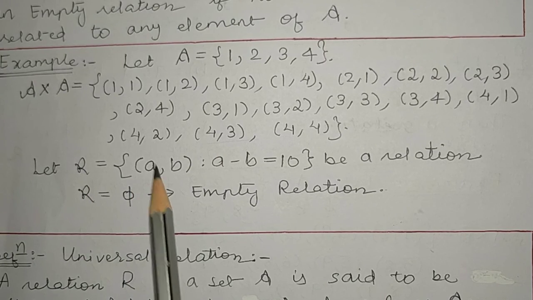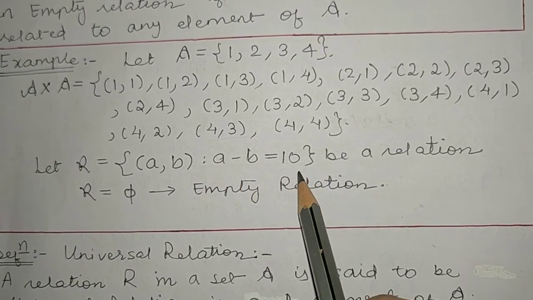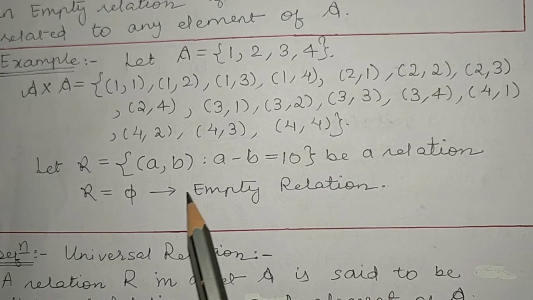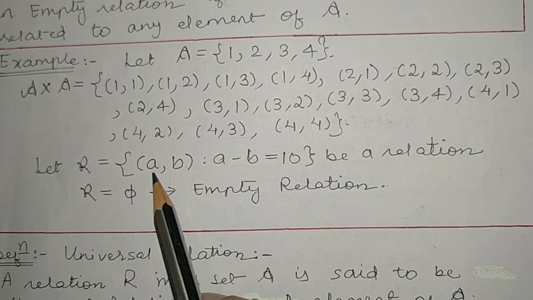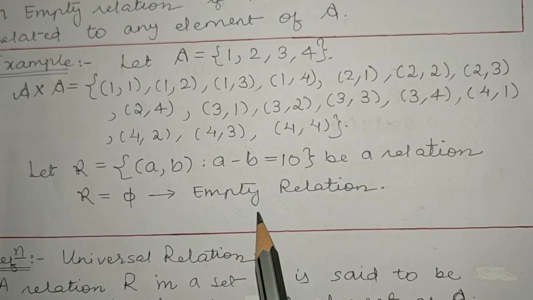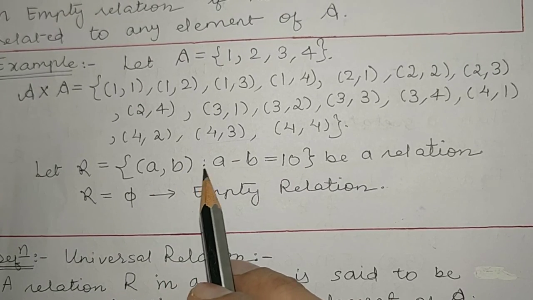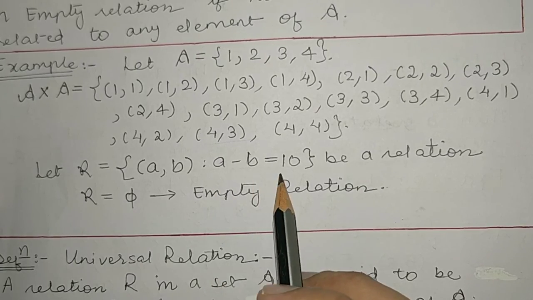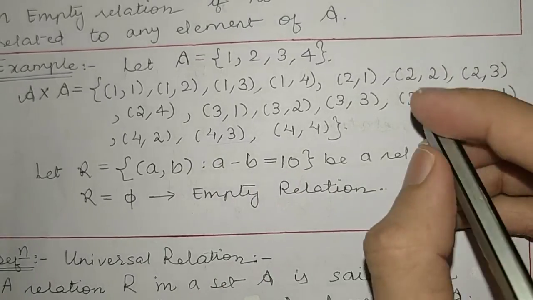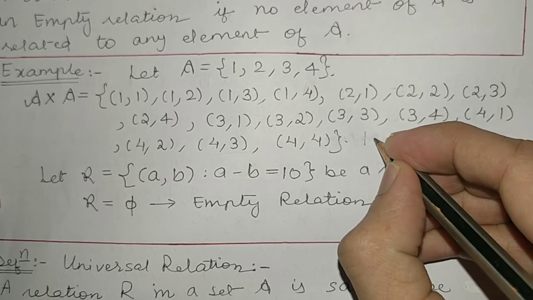Which is equal to the set of all (a, b) such that a minus b is 10. So we have all the elements of the type (a, b) such that a minus b is equal to 10, that is, all the elements of the type (a, b) whose difference, that is a minus b, is equal to 10.